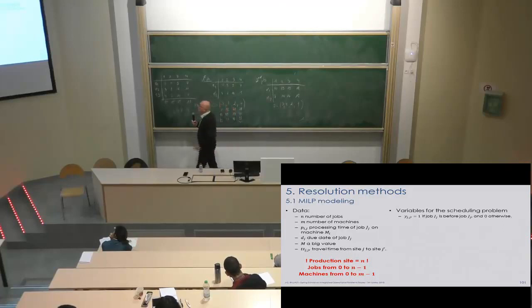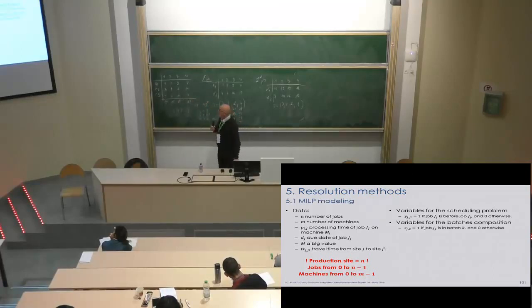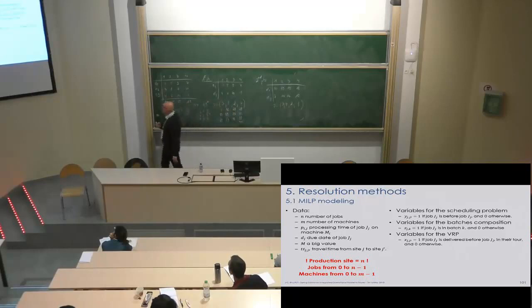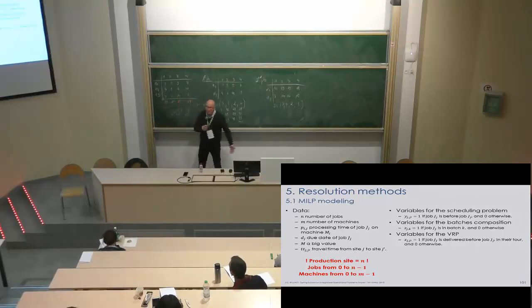We have the variables for the scheduling problems, y_gg', the linear ordering variables. Variables for the batch composition, z_jk is equal to 1 if job j is in batch k and 0 otherwise. Variables for the vehicle routing problems, x_jj' is equal to 1 if job j is delivered before job j' in their tour, assuming they are in the same tour.